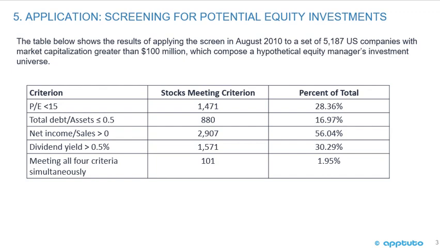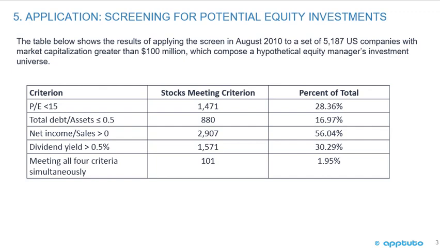Net income divided by sales greater than 0, so that's positive net income. 2,907 stocks met that criterion out of 5,187, so that's 56.04%. Dividend yield over 0.5%, so looking at companies that pay some dividends. Stocks meeting that criterion, 1,571, which is 30.29% of the total.